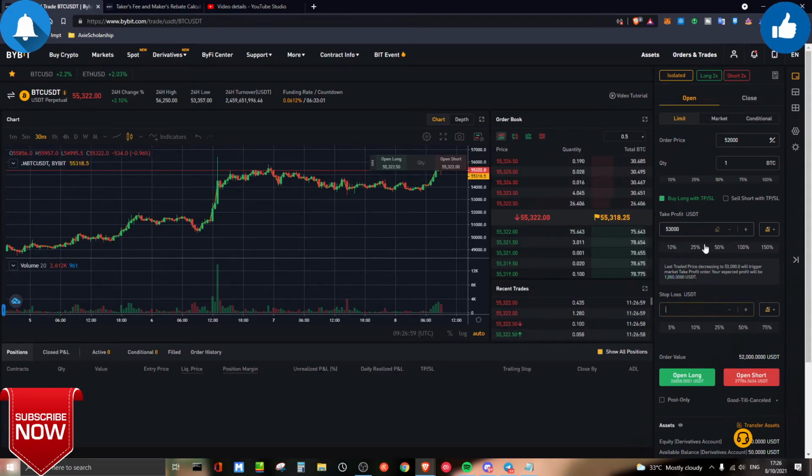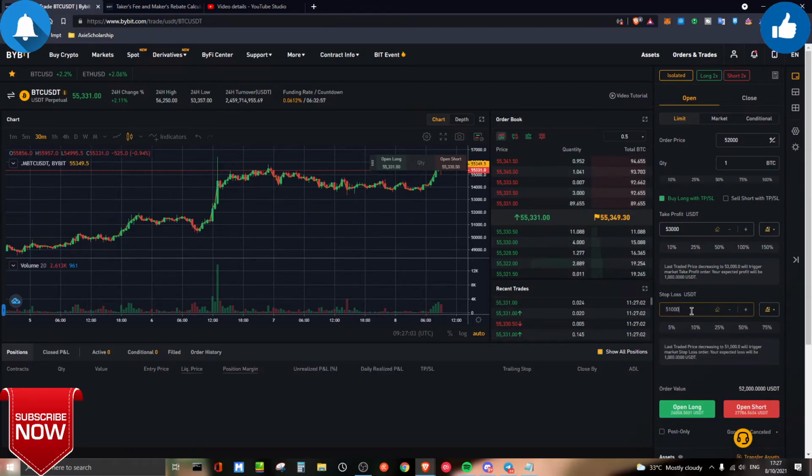Very simple and straightforward. So if you want to minimize your loss, you can put a stop loss at something like 51,000, and it's gonna tell you the expected loss is gonna be $1,000. Meaning you're gonna enter at 52, stop out at 51, and take profit at 53. So once you click on open long itself, it is going to wait for everything to execute, and everything is automated.